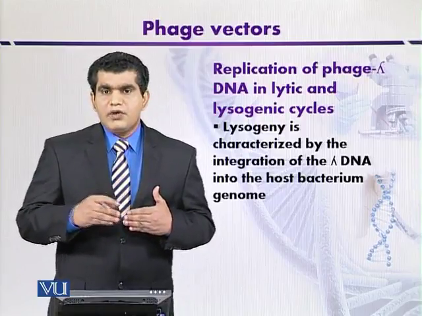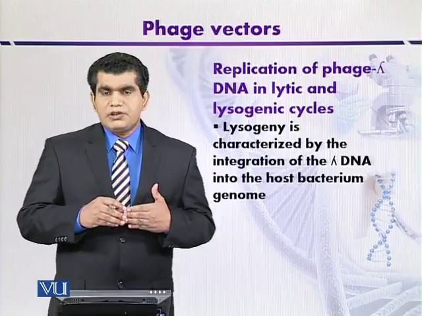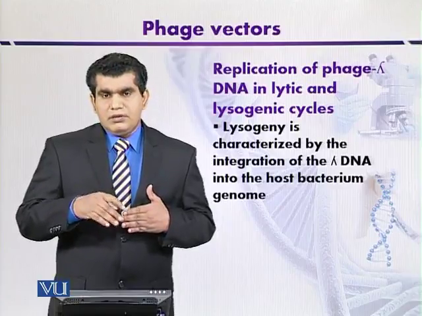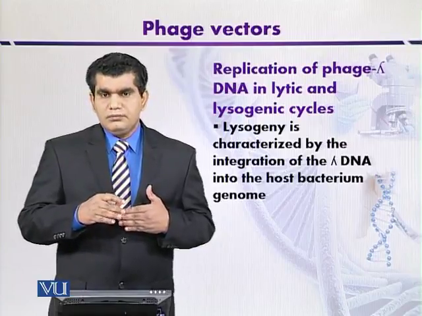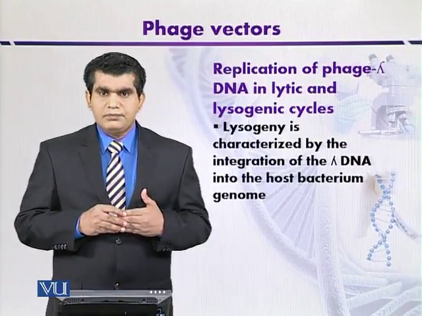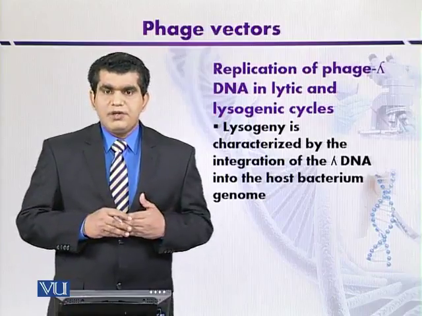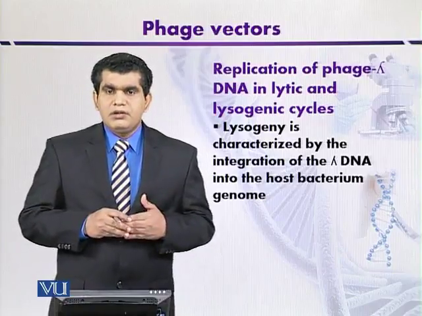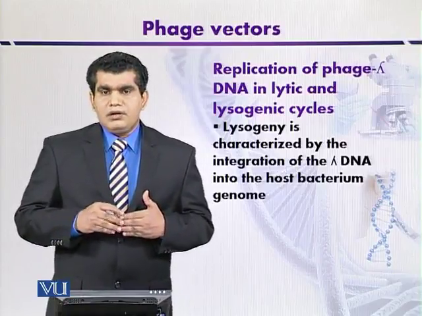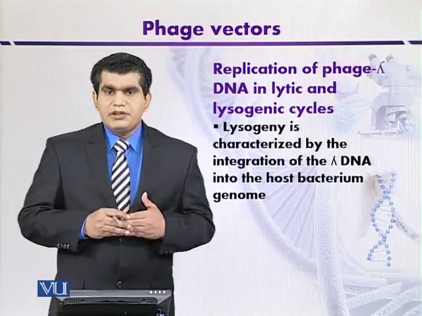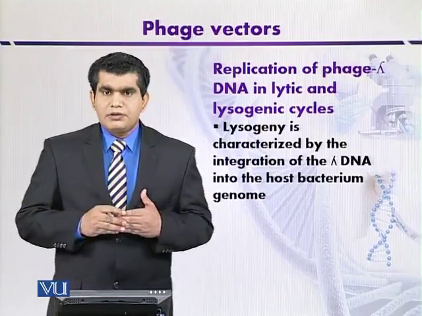Then it is followed by the transcription of middle genes, which are mainly related to the gene products involved in the replication and recombination of the DNA. And at later stages, tail and other components are produced.